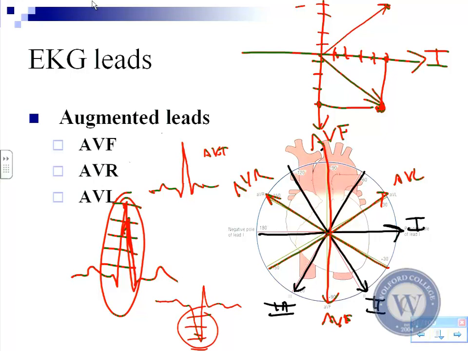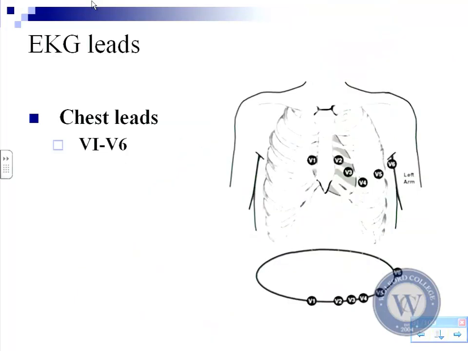Wherever your arrow is pointing, it's always positive. If it's going the other way, if it's deflecting downwards on your EKG, that's negative, and that goes in the reverse direction. Sorry about that. Does that make sense? Did I lose anybody? All right, we'll get back to it and make it more clear.